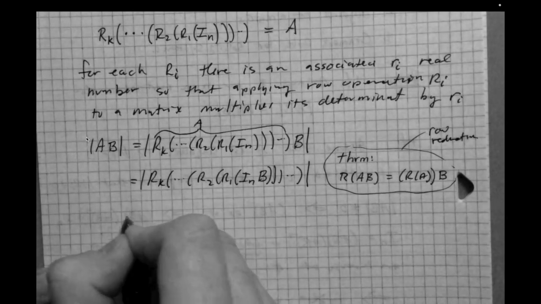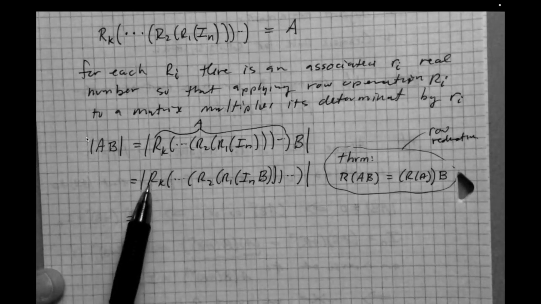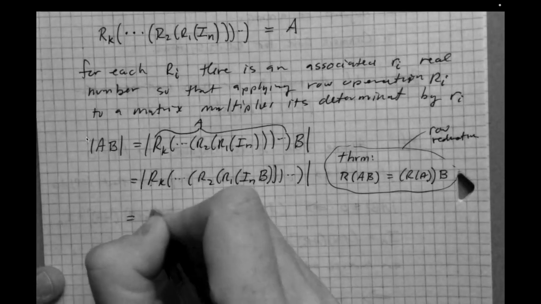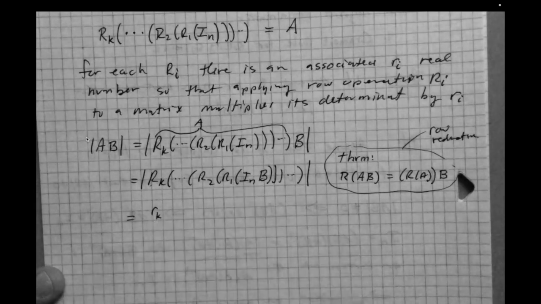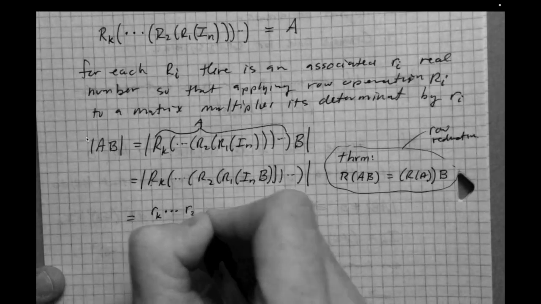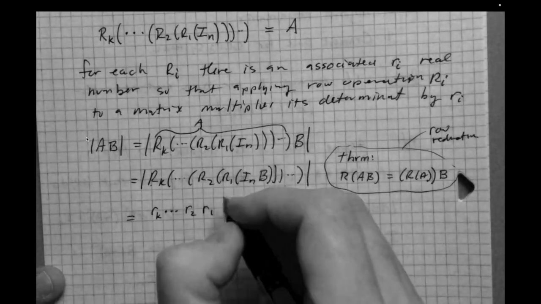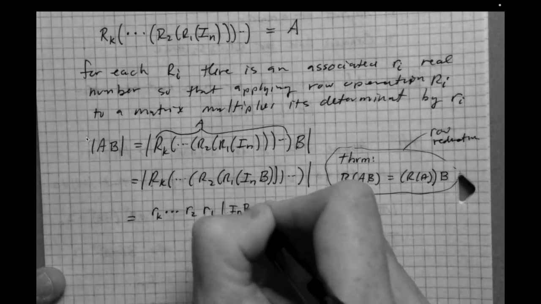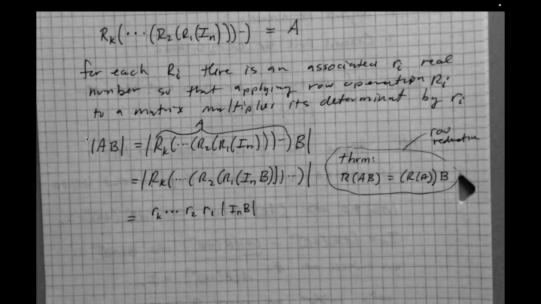And we just talked about how each of these row operations, from the standpoint of the determinant, is basically equivalent to multiplication by some real number, right? So we'll represent that using these little r's. So rk dot dot dot r2 r1 times the determinant of the identity matrix times B.